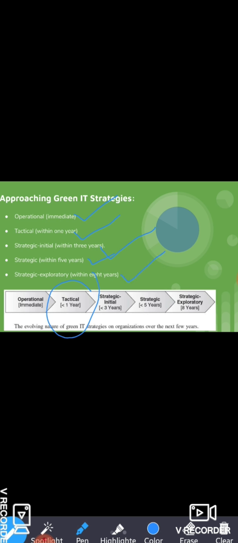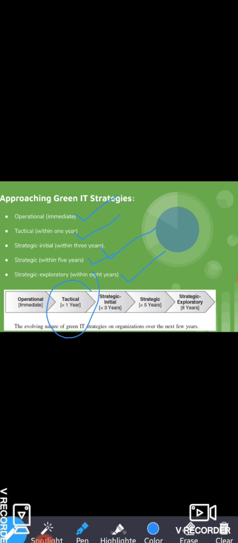Then the next strategy is your strategic exploratory. Okay, so this is within 8 years. So as a green IT strategy over an 8-year time period, it will have to continuously explore the possibilities of carbon reduction, right? And try to align them with the business, which would also be changing over the time period. Therefore, such a long-term approach would require strategies to imagine the future in terms of technologies and business, we can say, right? And incorporate it into the green IT strategy. So this is very much important.